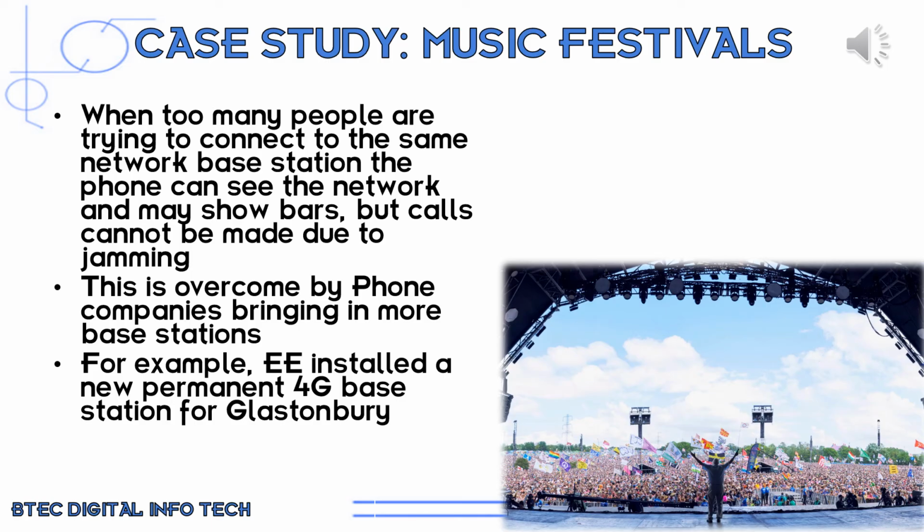One of the reasons for this is obviously because it's in the middle of nowhere, it doesn't have the infrastructure in place, but also when there's so many people within one area, you can start getting jamming as well. So what they actually did was EE, which is a big network company, installed a permanent 4G base station so that everybody had a better connection. But sometimes people will bring vans along, and it's like a mobile network station that allows people to connect up temporarily.